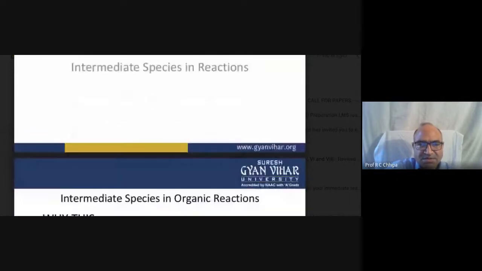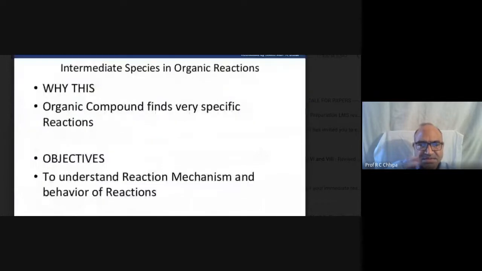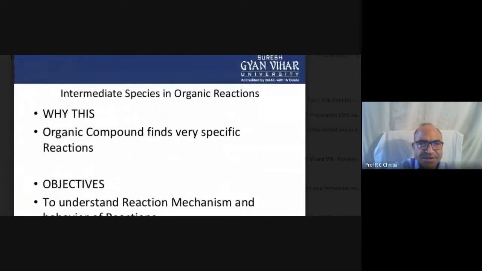Definitely here we have to see why this topic, intermediate species in organic reactions, is important. Organic compounds find very specific reactions, as discussed earlier, regarding conducting polymers, semiconductors, and bad conductor polymers, which are formed by organic compounds. Polyethylene is one of the bad conductors of electricity, and then we have some conducting polymers. Polyacetylene is a conducting polymer. In between those, the semiconductors are also there.